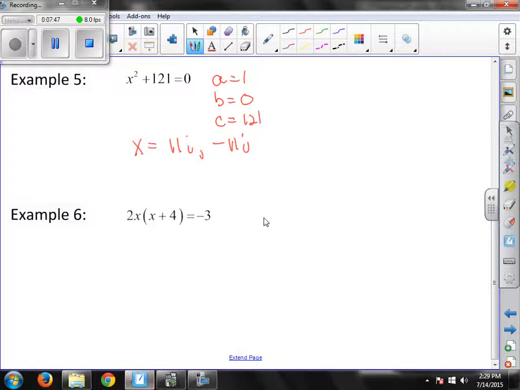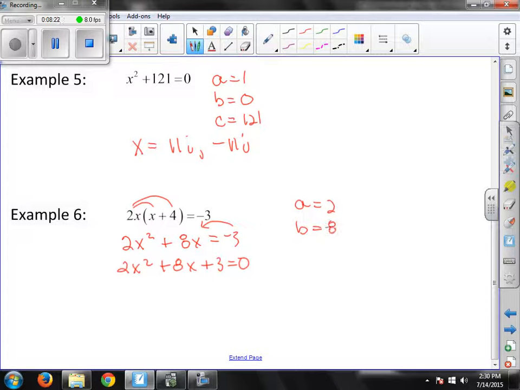Okay, and one more problem. This is certainly not in standard form. What we need to do first is write it in standard form. So I'm going to distribute the 2x to get 2x squared plus 8x equals negative 3. But it's still not in standard form because I don't have 0 on one side. So I'm going to send this one over here and make it a plus. 2x squared plus 8x plus 3 equals 0. A is 2, B is 8, C is 3.